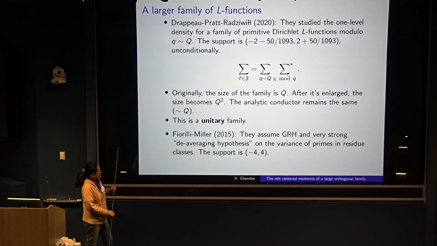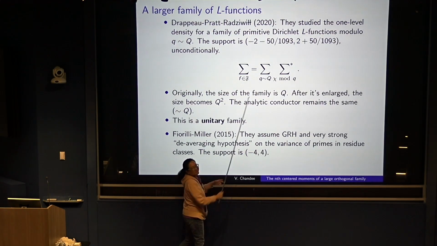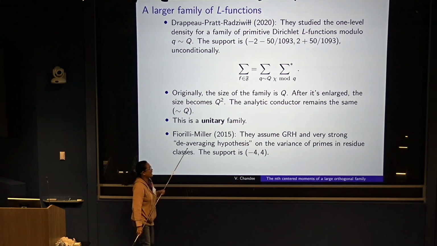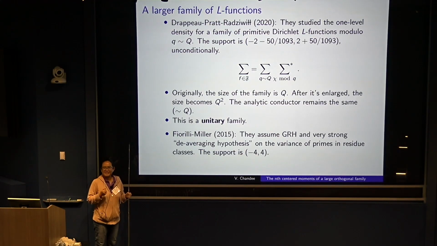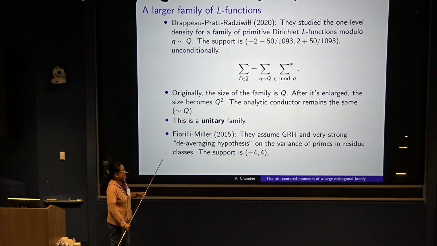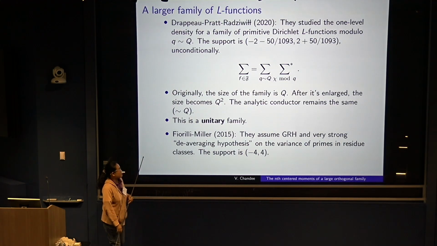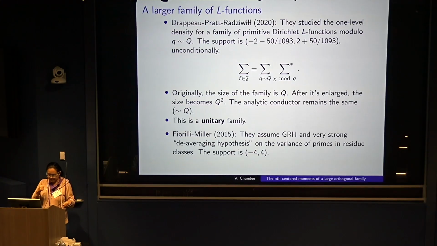Okay, so next we have Fiorilli and Miller. They consider almost the same thing. They actually don't have primitive characters, so they do the whole sum over chi there. But even with that, they need an additional hypothesis. Other than GRH, they need to assume something they call the averaging hypothesis. This is on the variance of primes in residue classes, and the support can go up to (-4, 4) in that case.